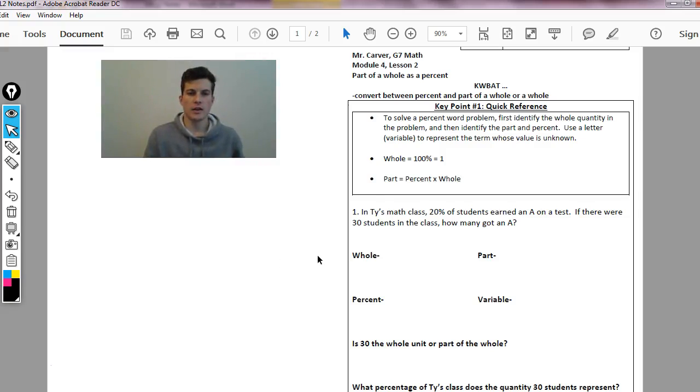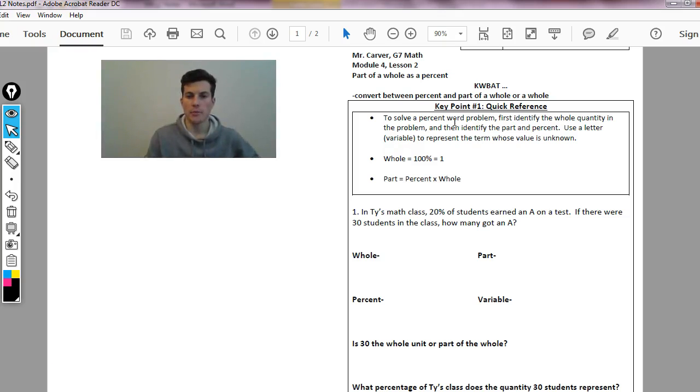Hello again. This lesson is over Module 4, Lesson 2, part of a whole as a percent. Our aim is KIPSers will be able to convert between percent and part of a whole or a whole. Key point number 1, a quick reference guide.